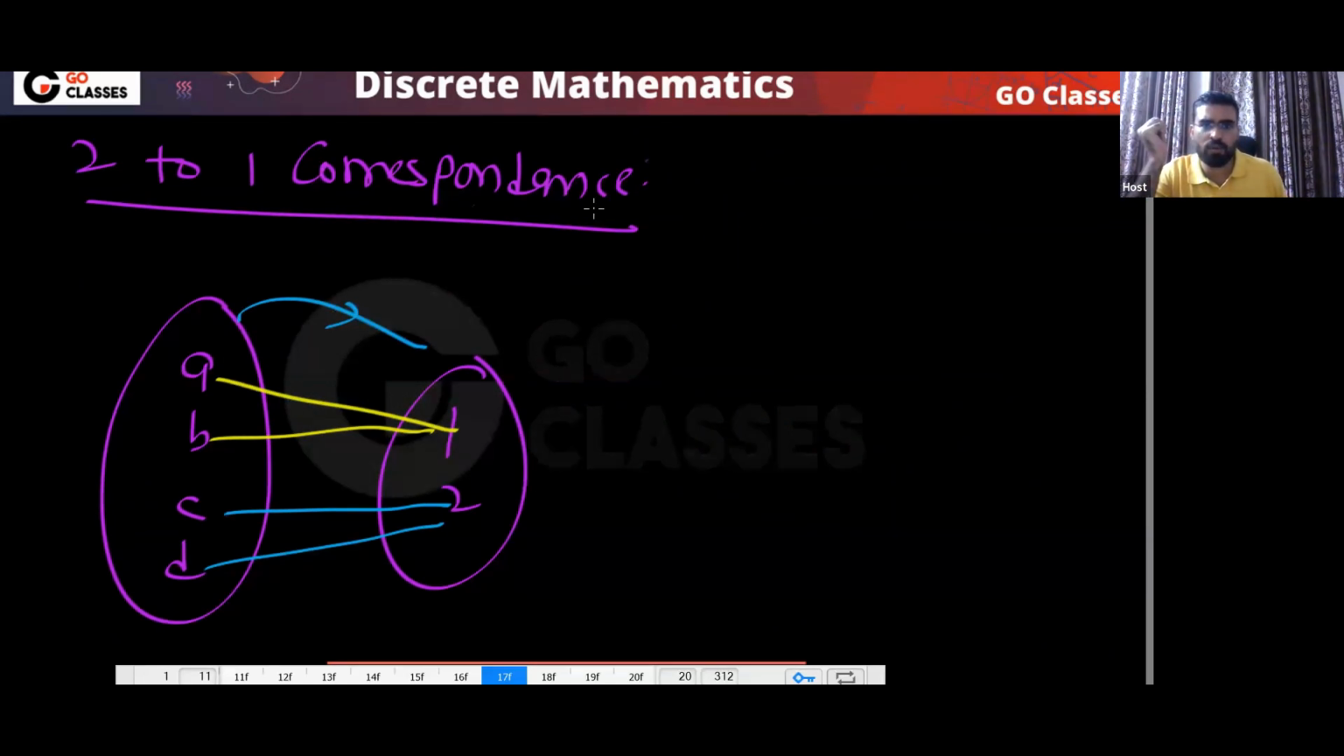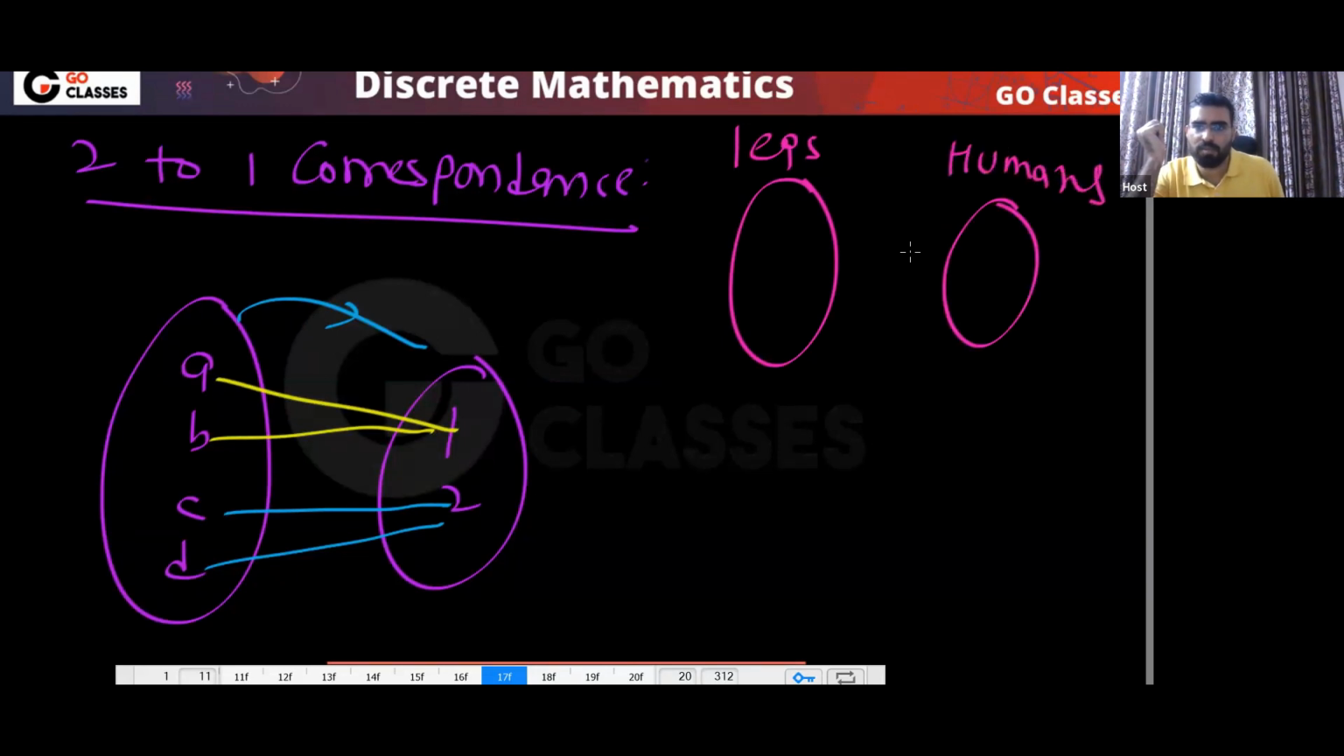Another example of 2 to 1 correspondence you can take is legs and humans, the number of humans. Let's assume that every human has 2 legs. So you can notice every human has 2 legs. This is another example of 2 to 1 correspondence.